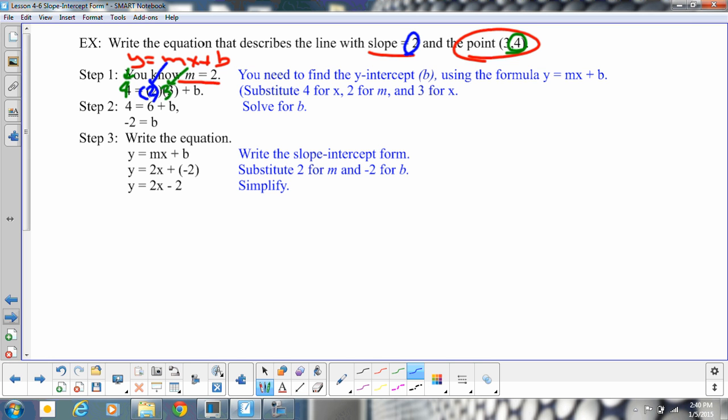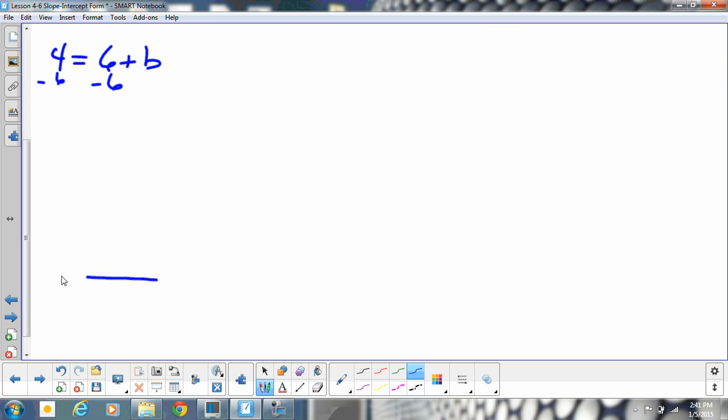I just put the values in for the variables. Secondly, you're going to solve for b. So 2 times 3 is 6. 4 equals 6 plus b. If I subtract 6 from both sides, I get -2 equals b. So once again, if I have 4 equals 6 plus b, I subtract 6 from each side, I get -2 equals b.